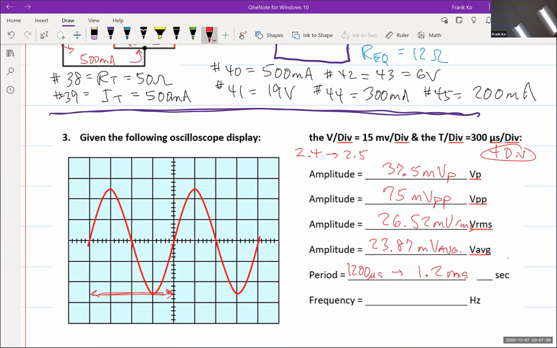There we go. So we should have 1.2 milliseconds, yes? And if you reciprocate that, the frequency should work out to be 833.33 hertz, yes? Okay, are we good with that particular question? All right.